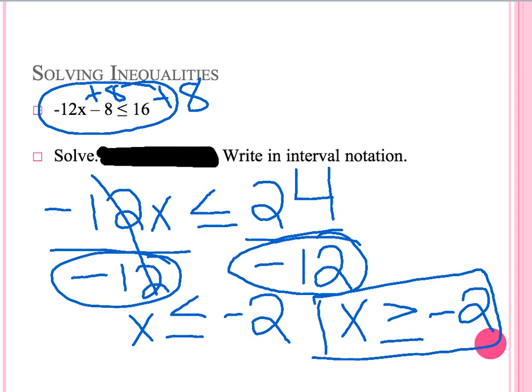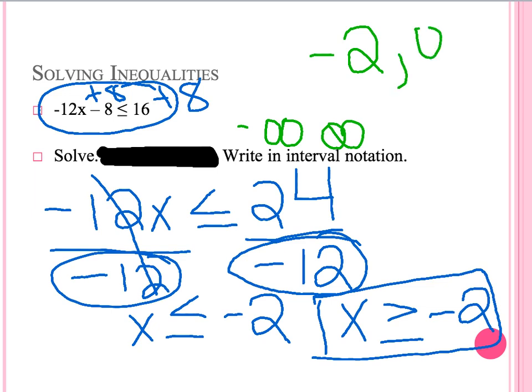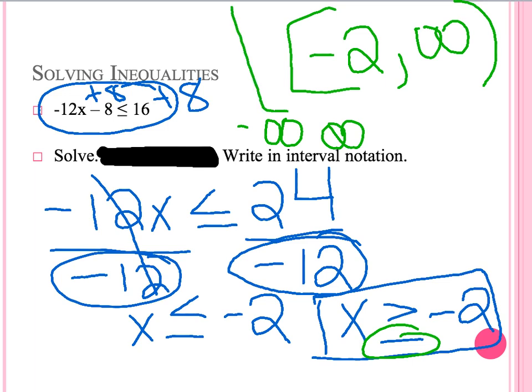Now, the next part of our problem says we need to write our answer in interval notation. To do that, we know we are going to have a -2 in our answer. We also know we are going to need either a positive or negative infinity. Since x is greater than our number, we're going to use a positive infinity. Infinities always come with parentheses, and since our inequality says greater than or equal to, our -2 will have a bracket. And this will be our final answer written in interval notation.